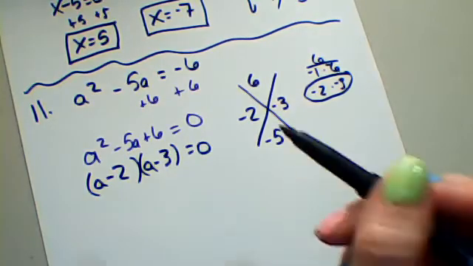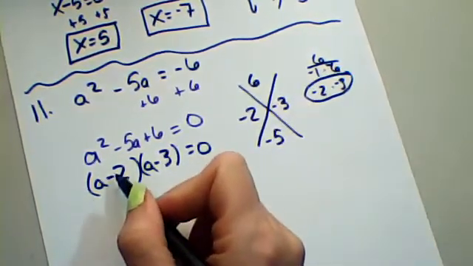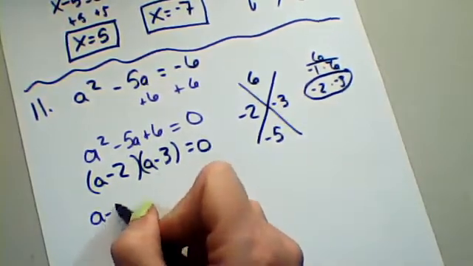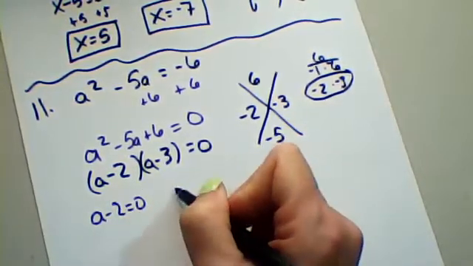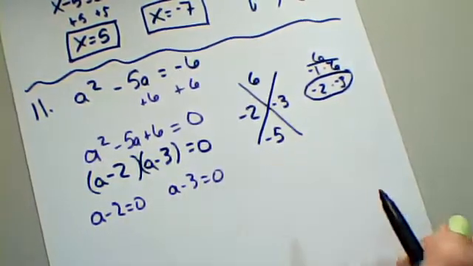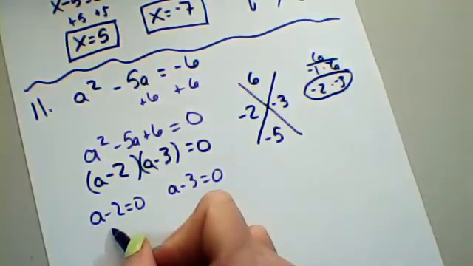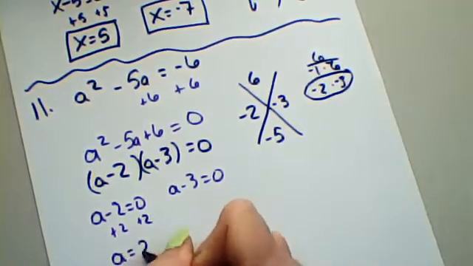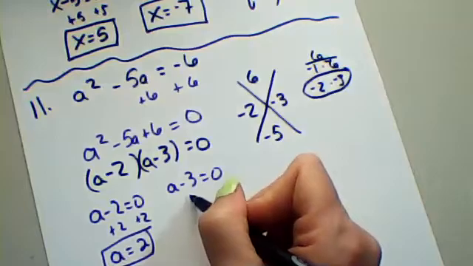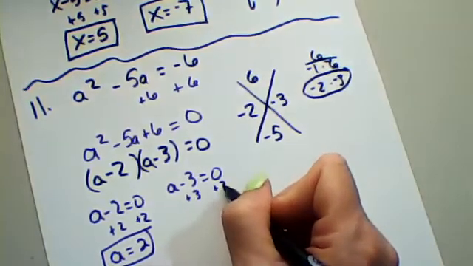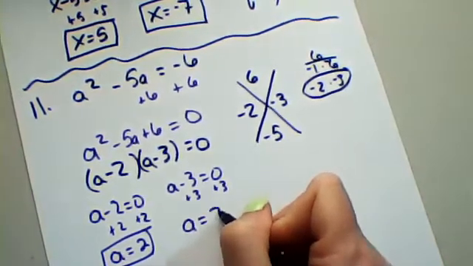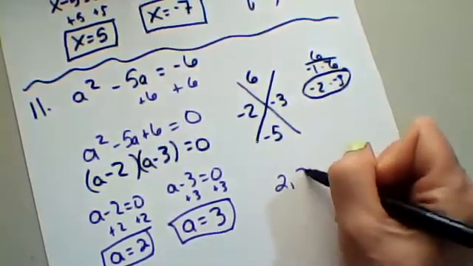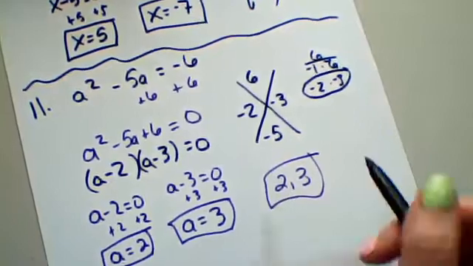So we're going to use our zero product property. This binomial needs to equal 0, or this one needs to equal 0. So a minus 2 equals 0, and a minus 3 equals 0, and solve for a. This is -2, so I'm going to add 2 to both sides of my equal sign. A equals 2. Here I'm going to add 3 to both sides. A equals 3. So my answers are 2 and 3.